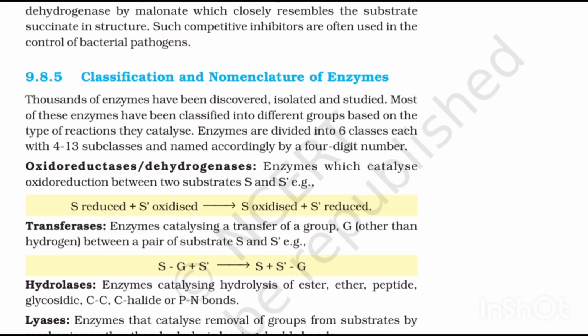Transferases. Enzymes catalyzing a transfer of a group G other than hydrogen between a pair of substrates S and S dash. Example: S bonded with G plus S dash gives S plus S dash bonded with G.